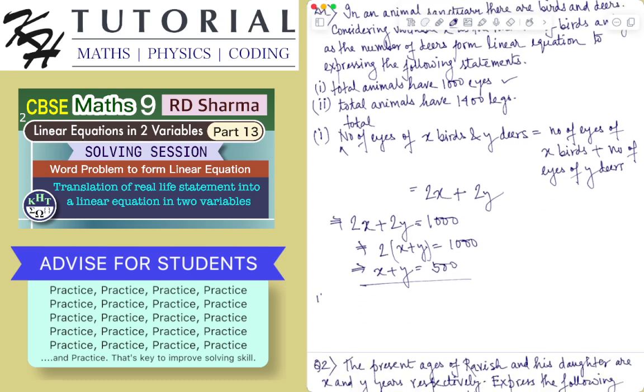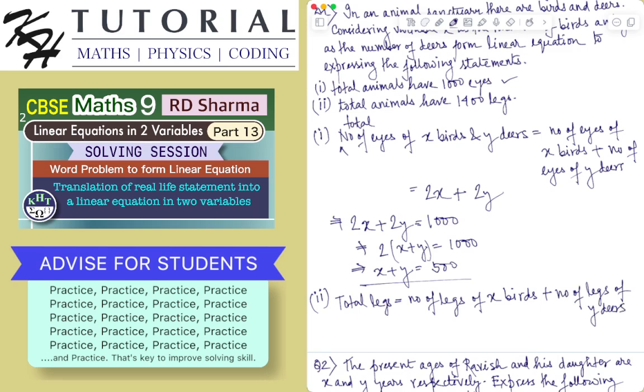Similarly, how do we form a linear equation in x and y that expresses the statement total animals have 1400 legs? Total legs will be equal to the number of legs of x birds, since there are x birds, plus the number of legs of y deers.